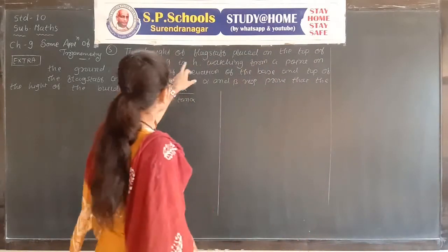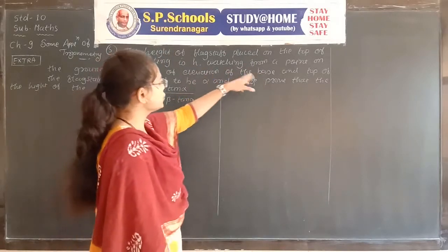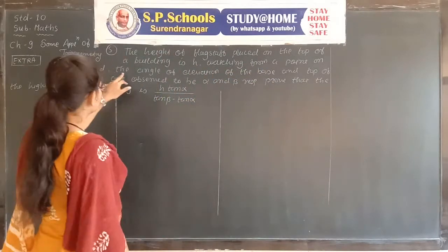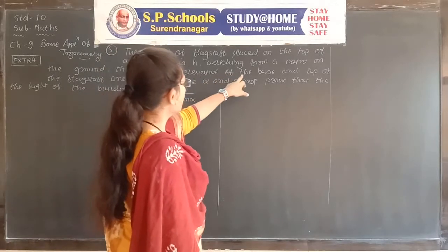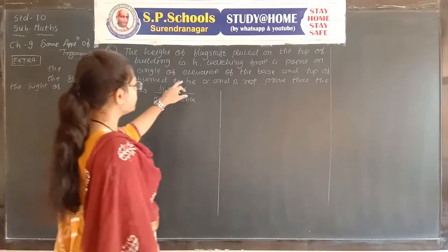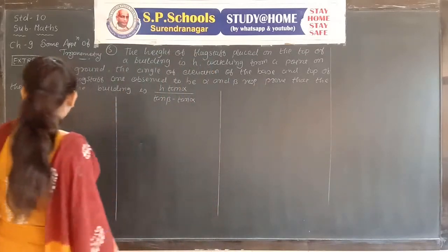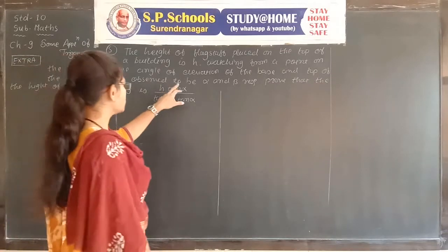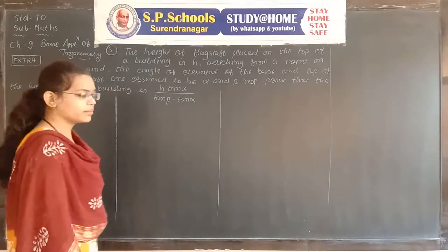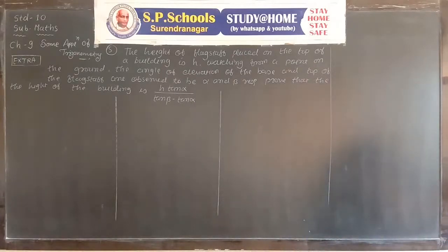The height of flagstaff placed on a top of building is h. Watching from a point on the ground, the angle of elevation of the base and top of the flagstaff are observed to be alpha and beta respectively. Prove that the height of the building is h tan alpha upon tan beta minus tan alpha. For that we need to draw first the figure.